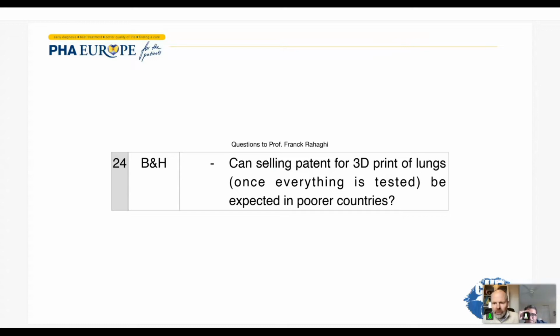Can selling patent for 3D print of lungs, once everything is tested, be expected in poorer countries? Boston has an agreement. Yeah, we sort of asked this question before. I hope so. And I hope that some of this would be donated. This is a little harder to donate because there's a lot of technology involved, but probably not impossible.